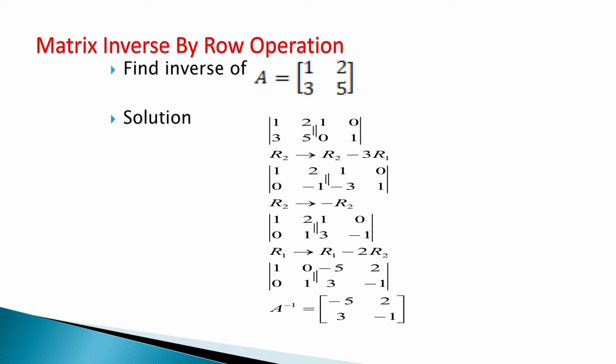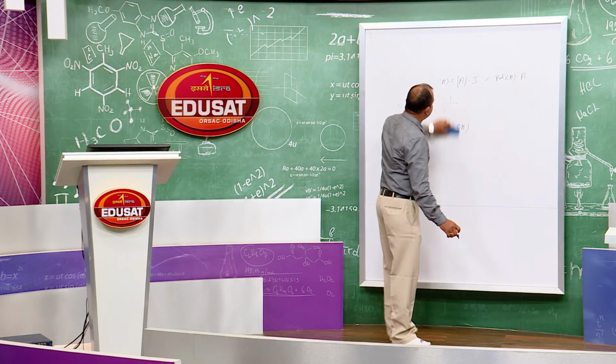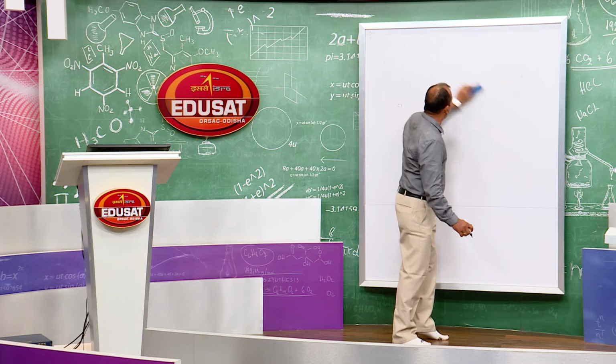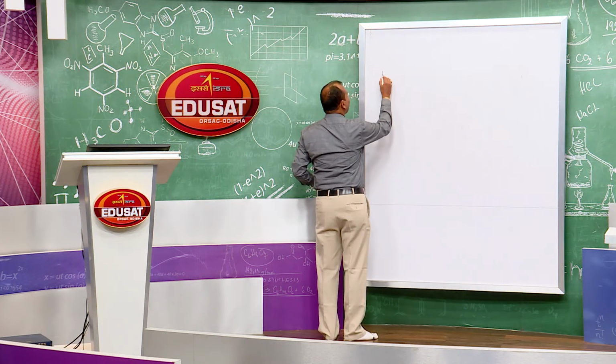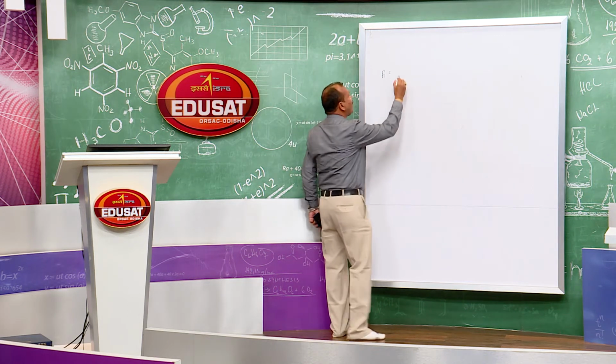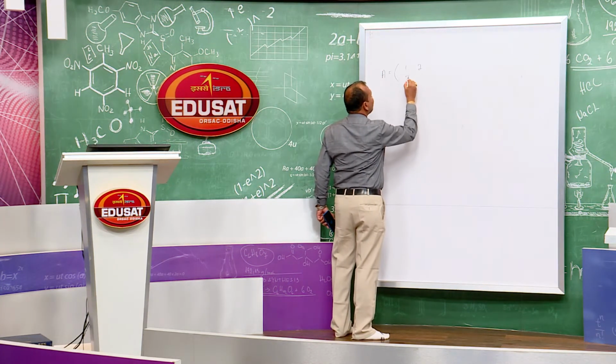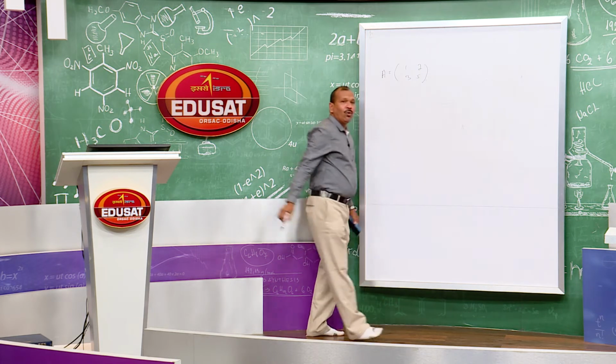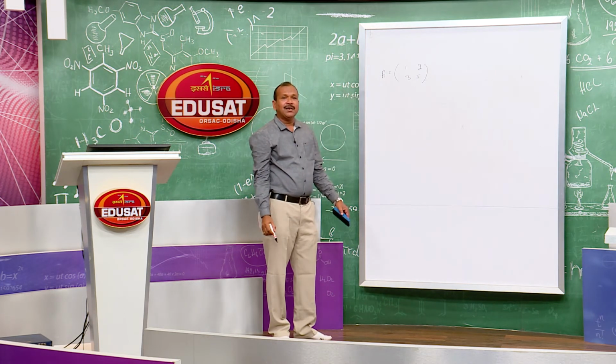Matrix inversion by row operation. Now we have discussed the inverse of a matrix by the determinant form. Now, matrix inverse by row operation. How to find the inverse of a matrix by row operation? Suppose A is a matrix given by 1 2, 3 5. We have to find the inverse of that matrix by row operation.